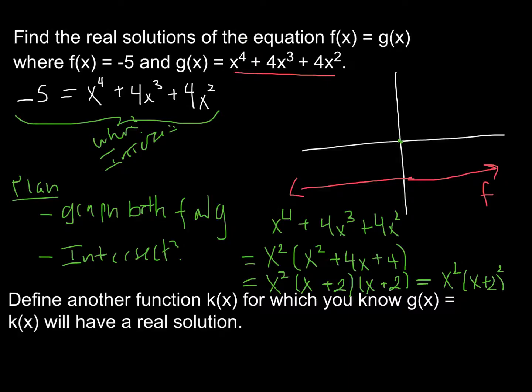So I have two linear factors that have multiplicity 2, right? I have an x times an x and an x plus 2 times an x plus 2. So my second root is going to be when x is negative 2. Okay? And now we're ready to graph.